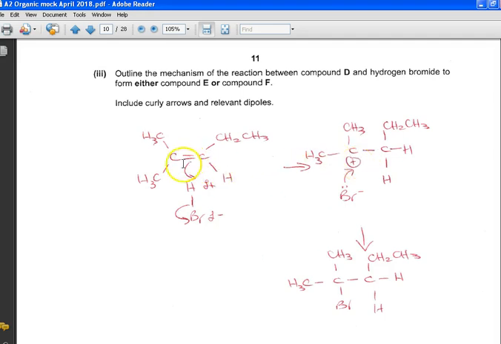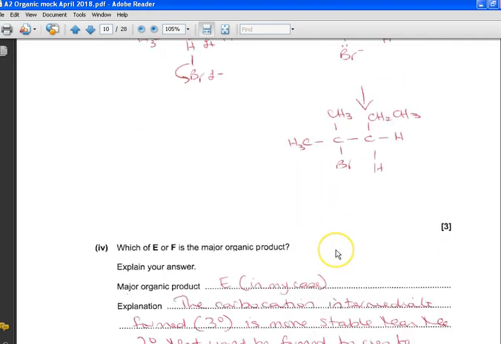Once the electrons have formed a bond with the hydrogen, this carbon is now electron deficient, and that obviously makes room there for the bromide ion to come in and attach itself to the carbon. Again, lone pair. So those curly arrows, very important where you place them. I cannot stress this enough. You lose stupid marks if you've done the correct mechanism, but your curly arrows are not exactly precisely placed. Okay, so here's the product.